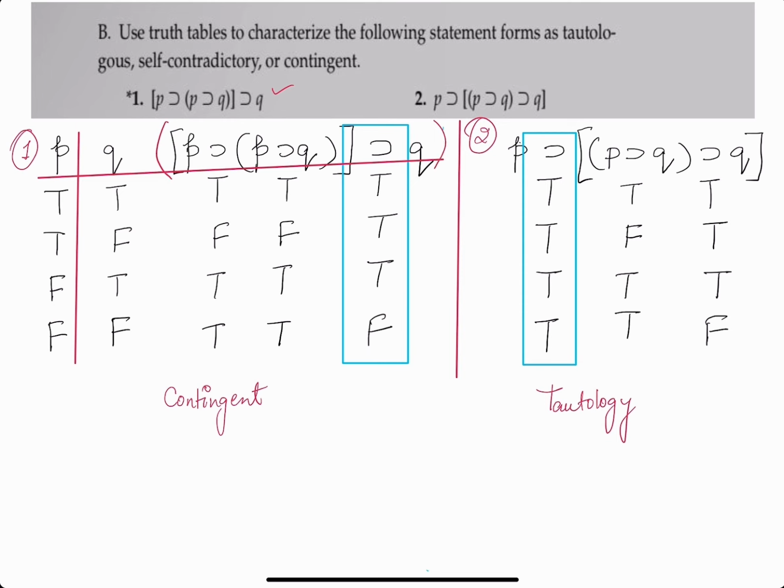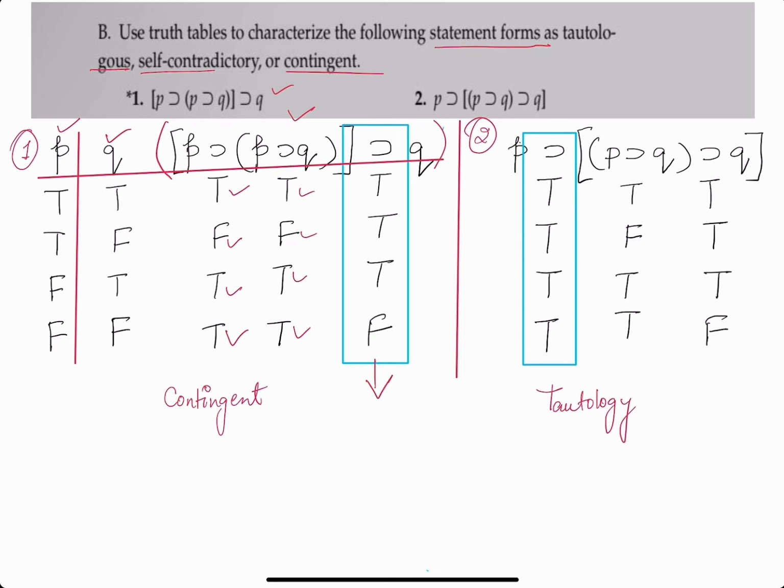Use truth table to characterize the following statement form as tautology, self-contradictory or contingent. So the statement form is given, so you have to write it as it is and then, after that, you have to find the value of P horseshoe Q. And then by using P and P horseshoe Q, you have to find the value. And then you already have the value of Q here. And then you have to solve it.